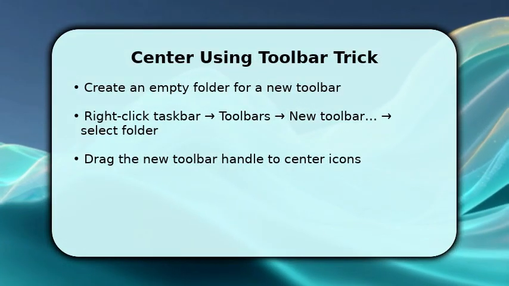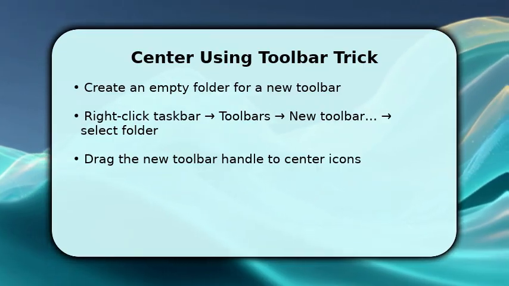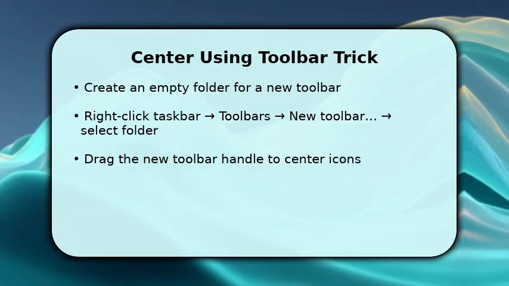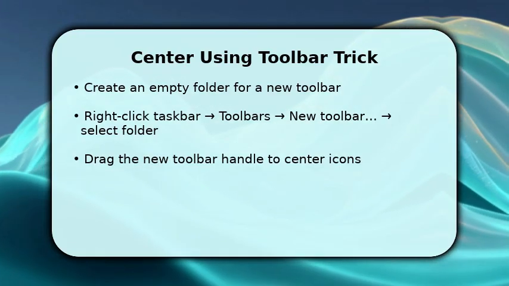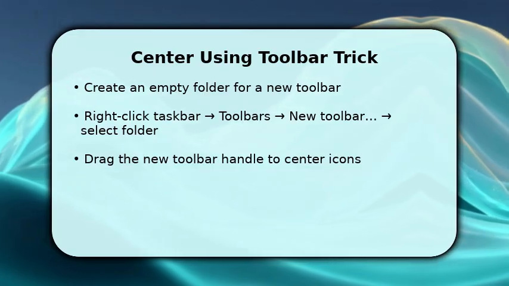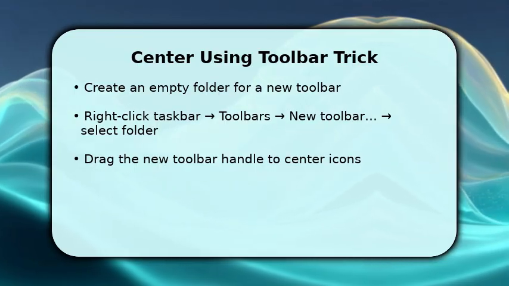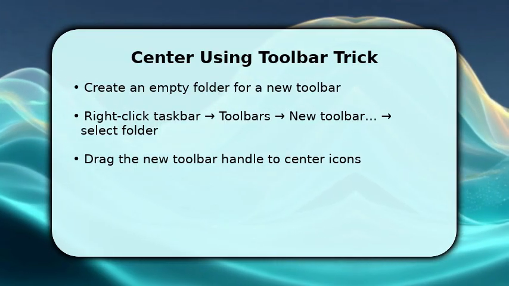Make an empty folder anywhere, then right-click the taskbar, choose Toolbars, right arrow, New Toolbar, and select that folder. You'll see a folder toolbar appear. Unlock the taskbar and drag its handle left until your app icons shift toward the center. Then drag the system tray icons to the right side.